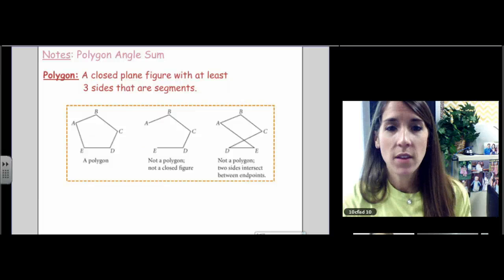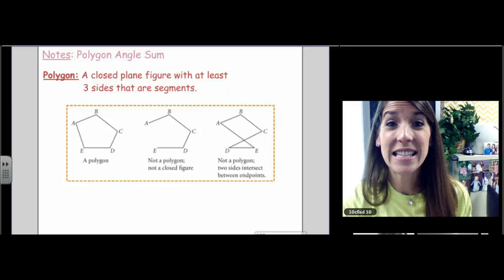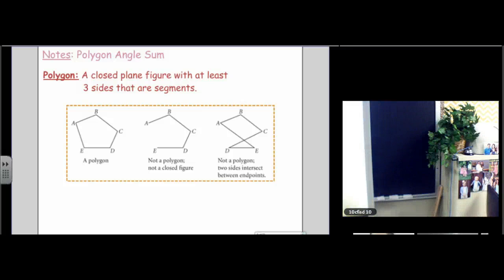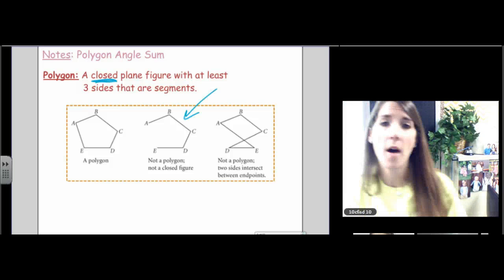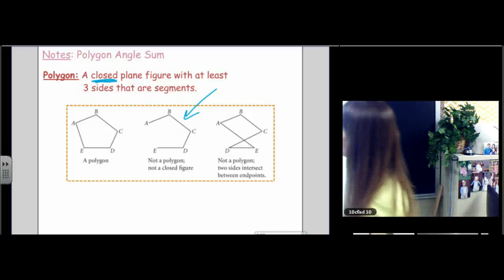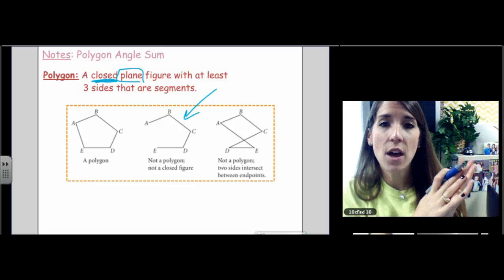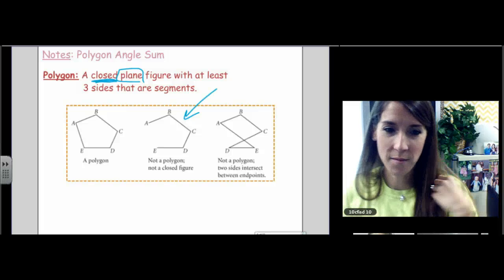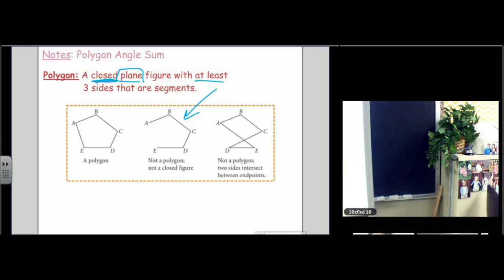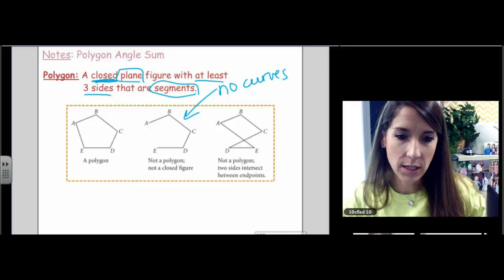To be a polygon, you have to be a closed, plane figure with at least 3 sides that are segments. That is a loaded definition. It has to be closed. There are no openings in your polygon. That's why that is not a polygon. It's not closed. It has to be a plane figure. That means it's 2D. You can fit it on a plane. So a 3D figure can't be a polygon. It'd be a polyhedron, but not a polygon. It has to have at least 3 sides, and the sides have to be segments, no curves. Okay, so those are the qualifications to be a polygon.